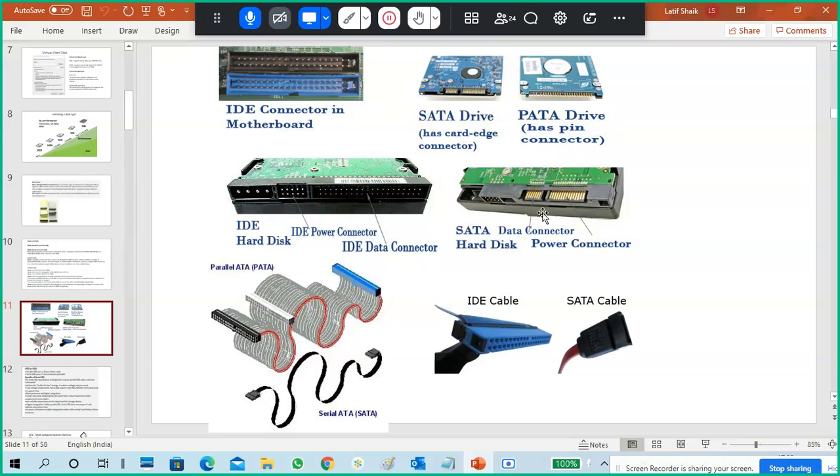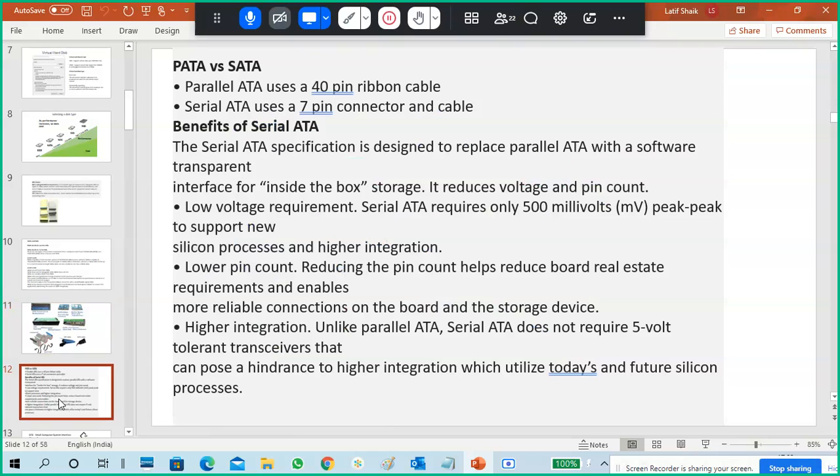Next, this is a SATA type of hard disk. This is the data connector and this is the power connector. The PATA hard disk uses a ribbon cable, while this is a single straight cable. You can see this is the SATA cable, the red one. We connect the cable from the hard disk to the motherboard.